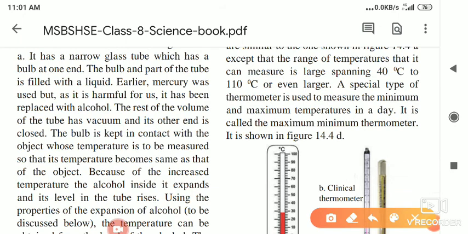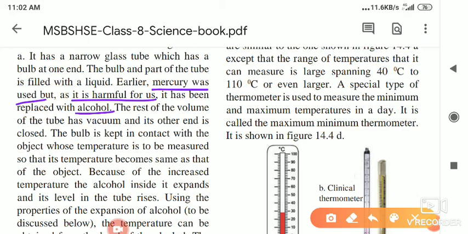It has a narrow glass tube which has a bulb at one end. The bulb and the part of the tube is filled with a liquid. Earlier, in older days, mercury was used. But it is harmful for us. If the thermometer breaks and mercury falls, it enters the clinical waste, and if by mistake it comes into our food chain, it is dangerous for us, and that's why it was replaced nowadays with alcohol. Understood all of you? Mercury was dangerous for health, and that's why it was replaced with alcohol.